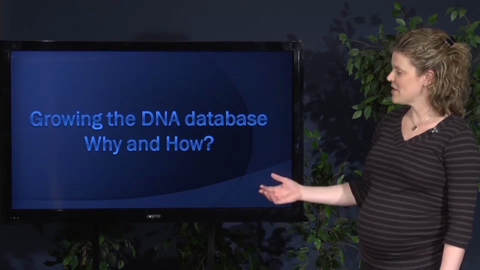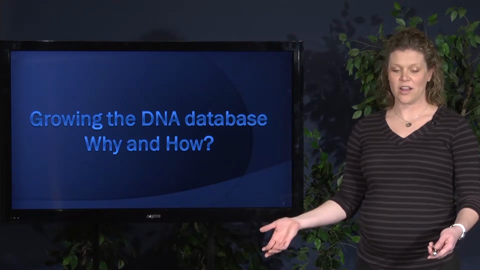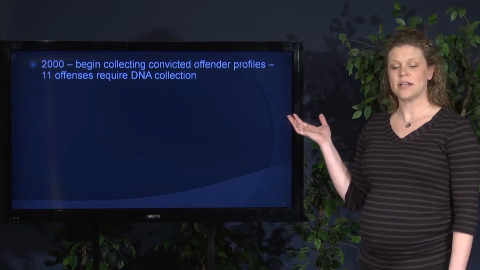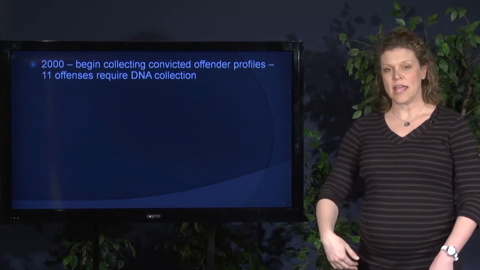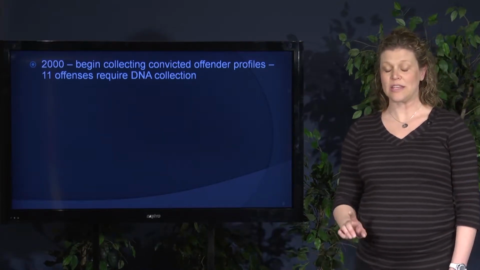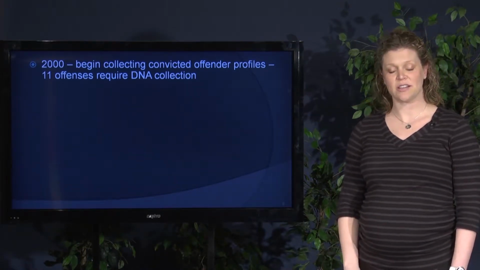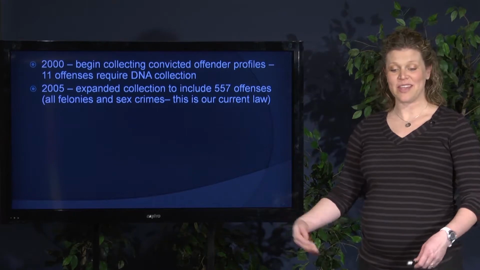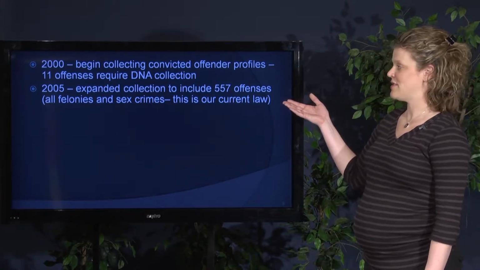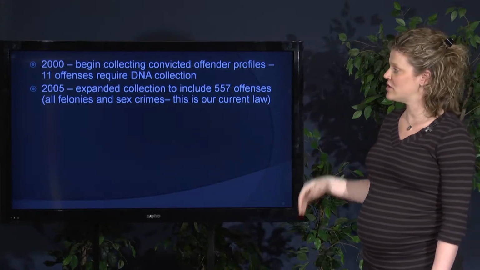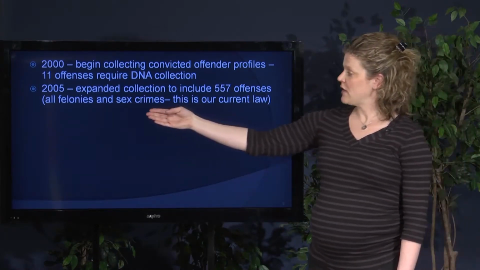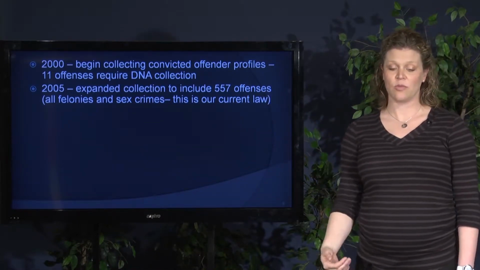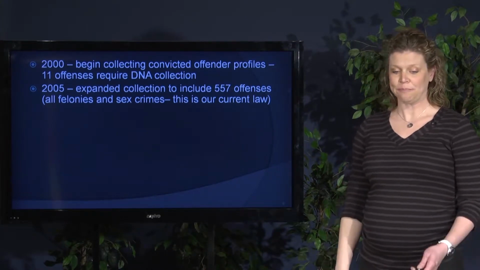All right, so growing the database. How are we going to do this and why are we doing this? Well, let's start with 2000. In 2000, we began collecting convicted offender profiles and putting them into the database. In 2000, there were 11 offenses required for DNA collection. In 2005, the database grew a bit because we included new offenses, so 557 offenses in total in 2005. Those include felonies and sex crimes. This law currently on the books is our law that we follow now and are collecting samples under.